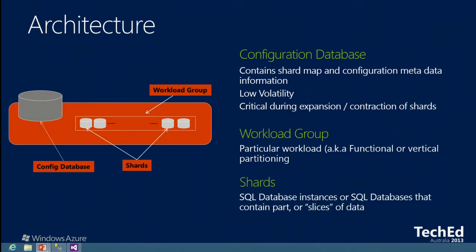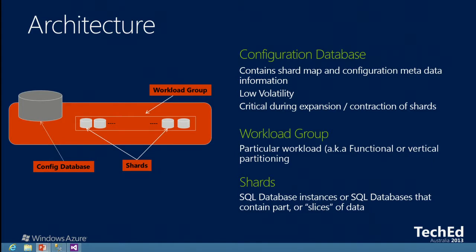So my configuration database contains the shard map and configuration metadata information. This is low volatility, which means we are not hitting this very much. This just contains metadata: where are my shards, where's my shard map, what are my configuration settings? This is not a high transaction database. We don't want a bottleneck. We don't want to be hitting a database every time we need to find out where to go. Does that make sense? This is just metadata, okay?